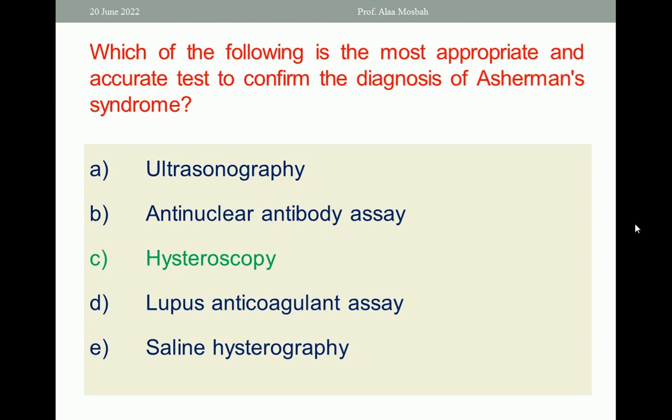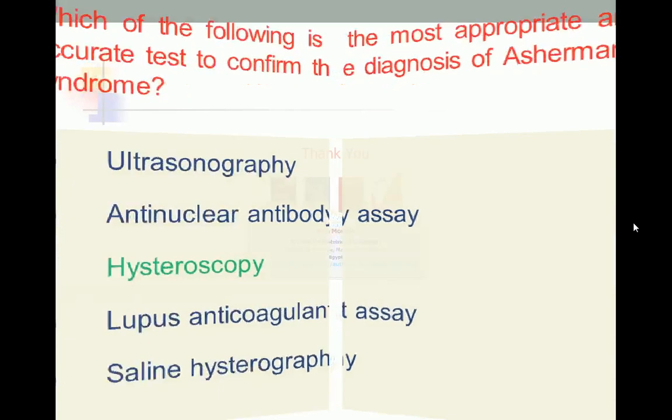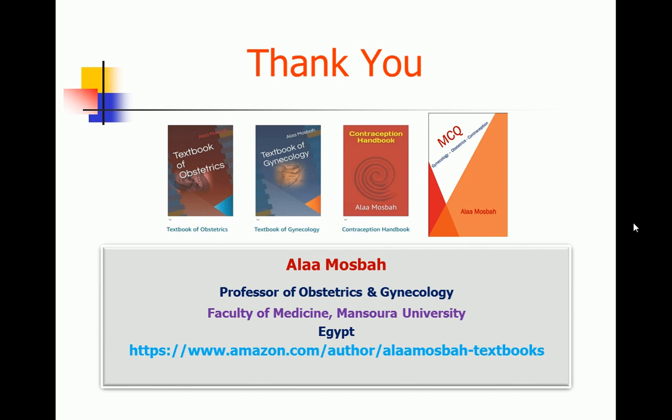Hysteroscopy, because hysteroscopy visualizes the uterine cavity, and if there is intrauterine adhesion, what is called Asherman syndrome, it can be diagnosed accurately with hysteroscopy. Okay? This is the last question.